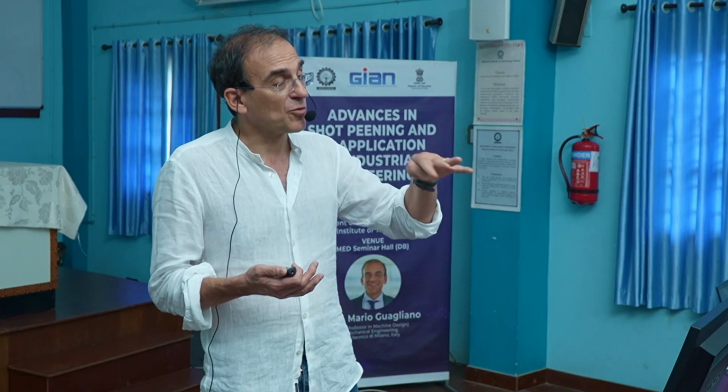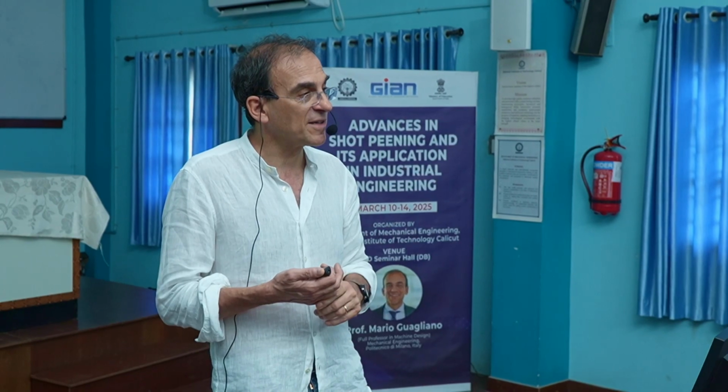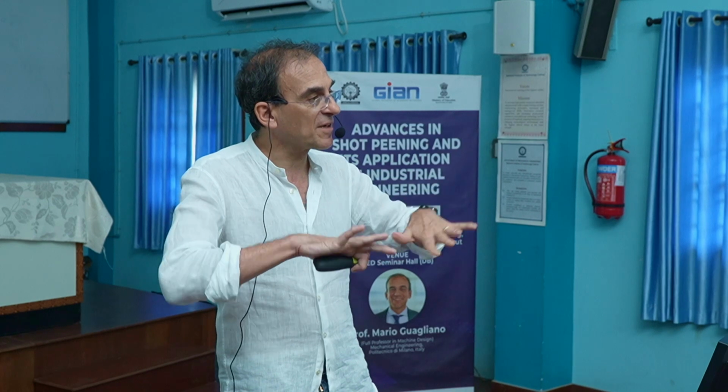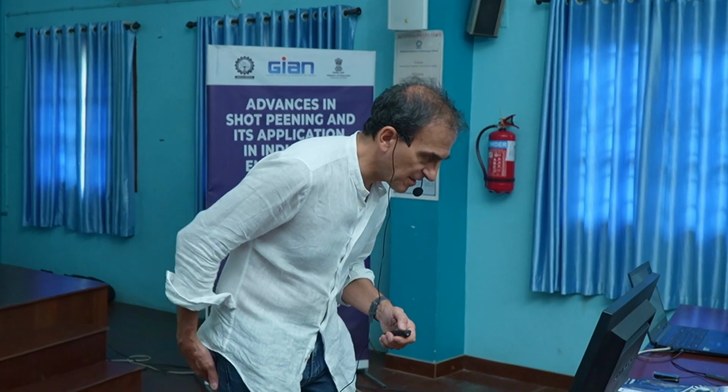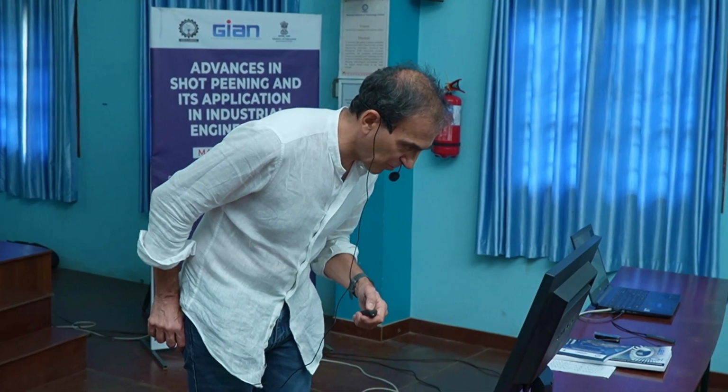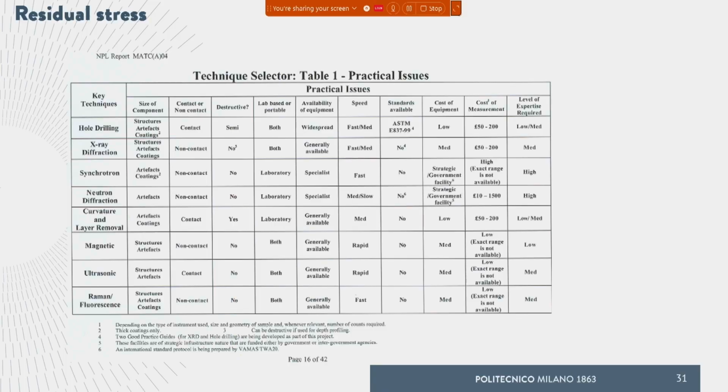Here you have the size of the component, for X-ray diffraction and hole drilling. A problem for hole drilling could be due to curved geometry, because the coefficients available from the ASTM code are determined on flat surfaces. If we have a very curved surface, some deviation could happen. Okay, and then you can see whether the method is destructive or not, lab-based or portable, and we see that hole drilling and XR diffraction are good.